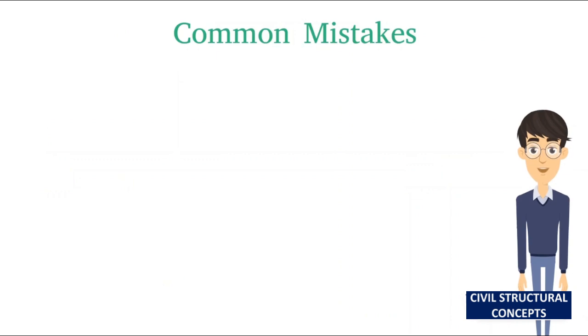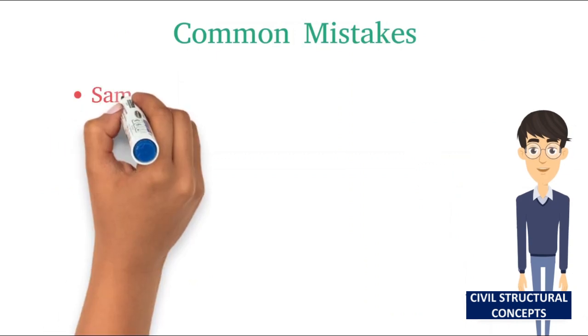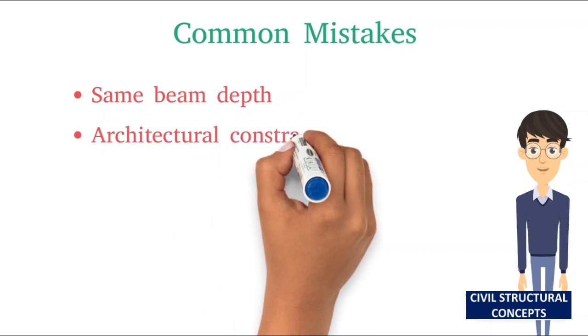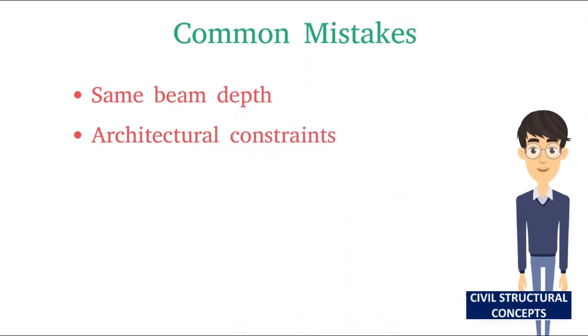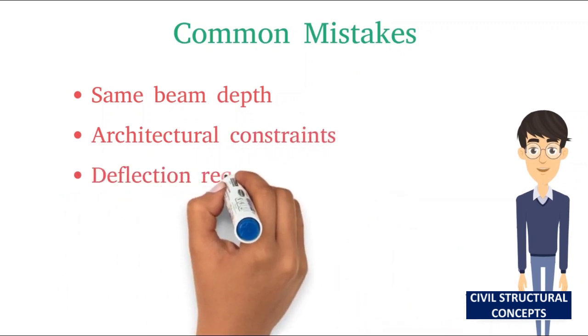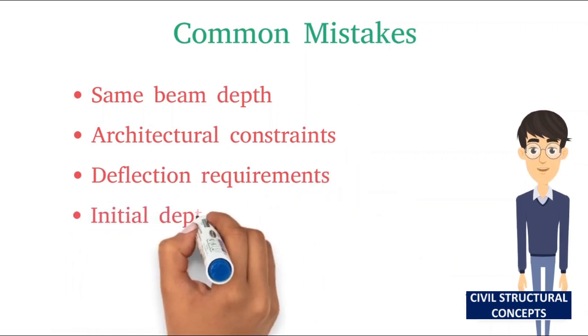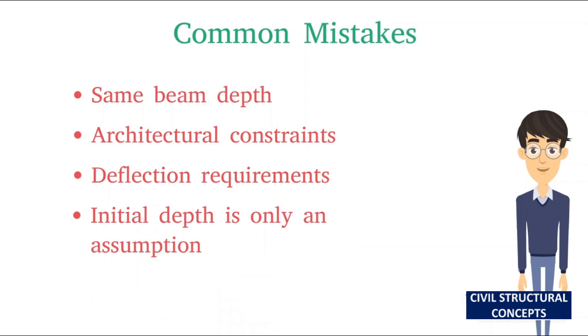Now let us discuss common mistakes that should be avoided. Do not use the same beam depth for all spans without considering span length and loading conditions. Do not ignore architectural constraints such as floor height and false ceiling. Do not assume beam depth blindly without checking deflection requirements. Always remember that initial depth is only an assumption and must be checked during final structural design.